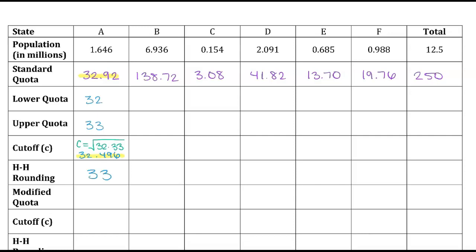Let's try this again for State B. State B has a lower quota of 138 and an upper quota of 139. The cutoff point for State B is C equal to the square root of 138 times 139. This gives us 138.50. Since State B's standard quota is larger than the cutoff value, we will round up to 139. Let's keep going for each state.